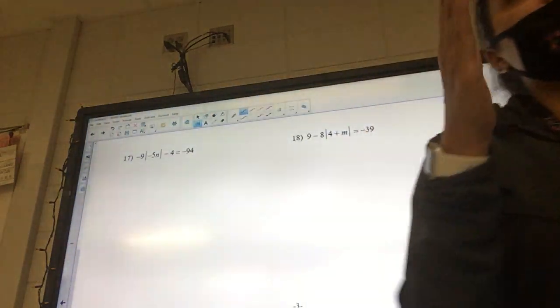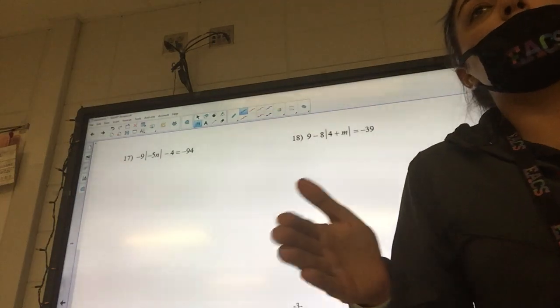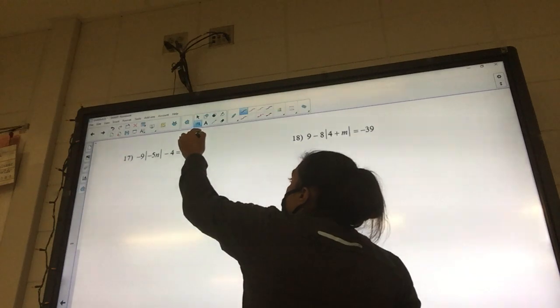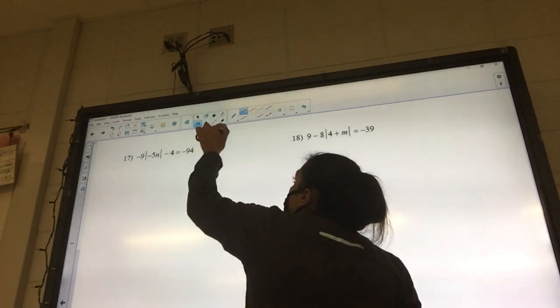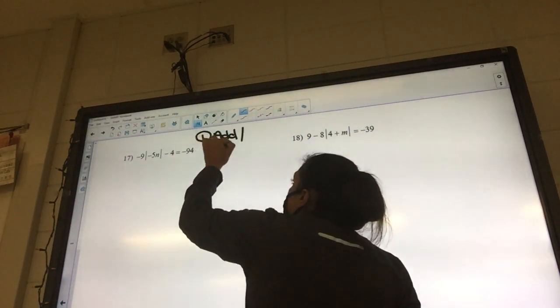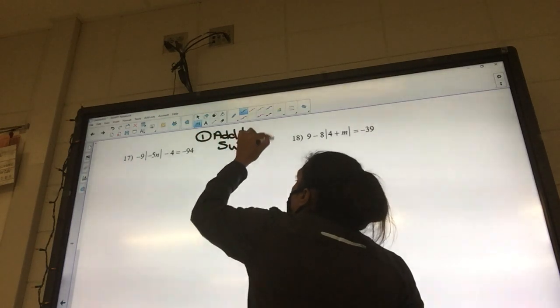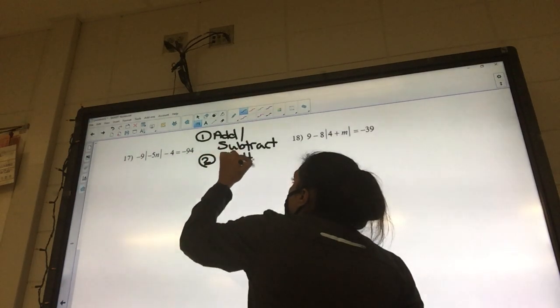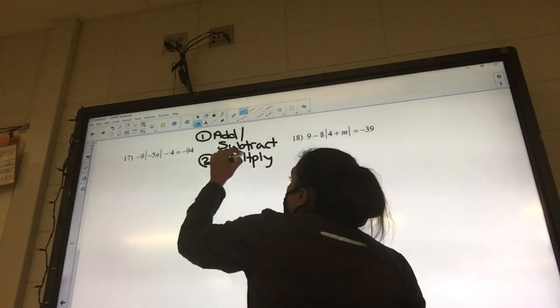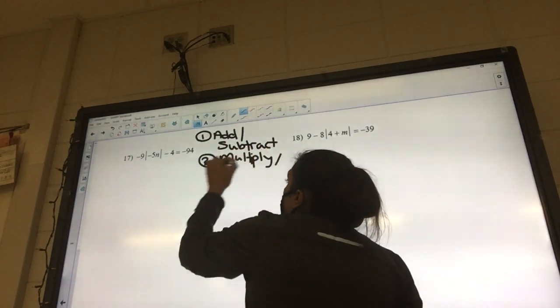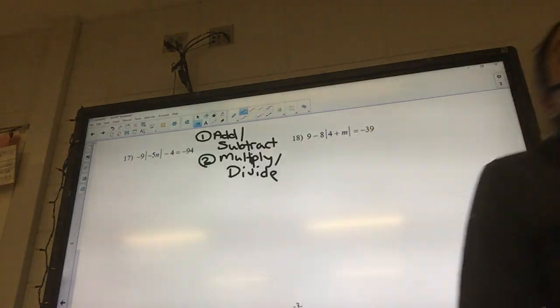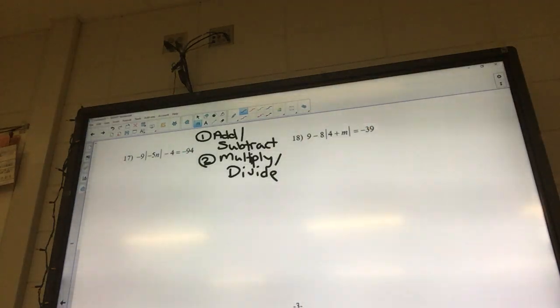Here's the rule. You have to get the bars all by themselves before you set them one to positive and negative. So, with the rule, you're always going to do the addition or subtraction first, and then you're always going to do the multiplication and division next. Okay? And then you can set them equal to each other or not.